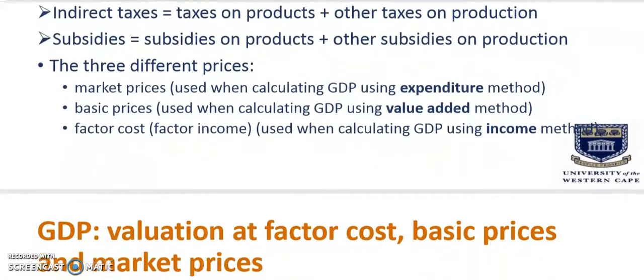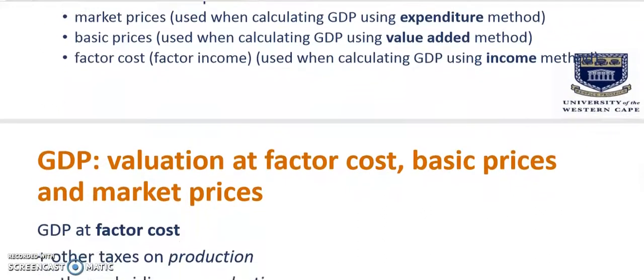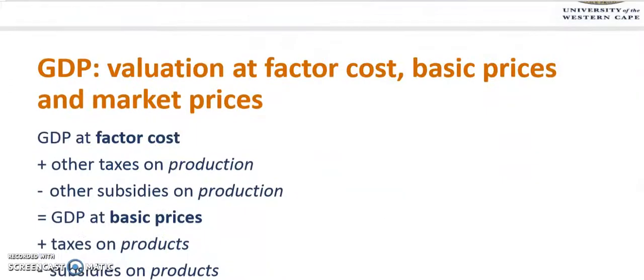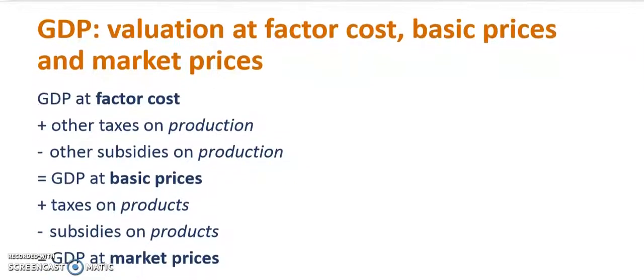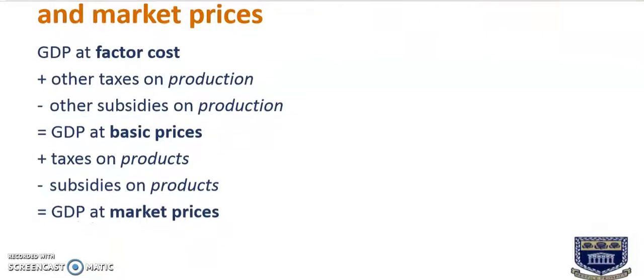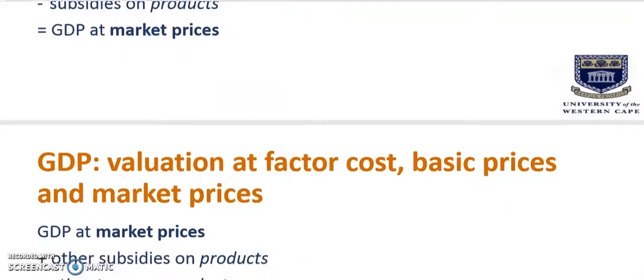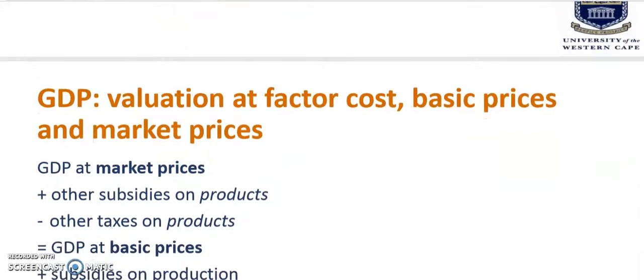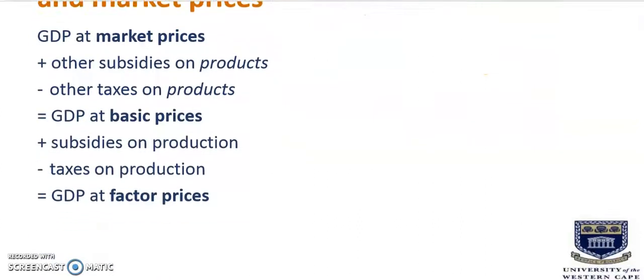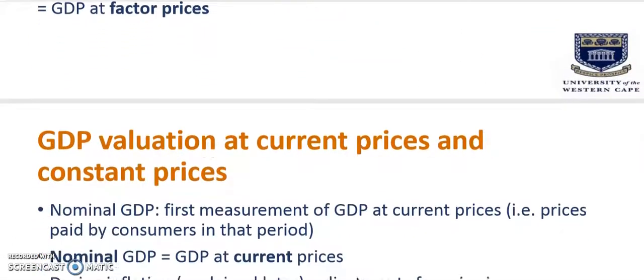The GDP valuation at factor cost, basic prices, and market prices. You take the GDP at factor cost, you add other taxes on production, you subtract other subsidies on production, and then you get GDP at basic prices. And then you take the GDP at basic prices, you add taxes on products, you subtract subsidies on products, and then you get GDP at market prices. So this is the same thing that you did on the previous slide to get the different prices.